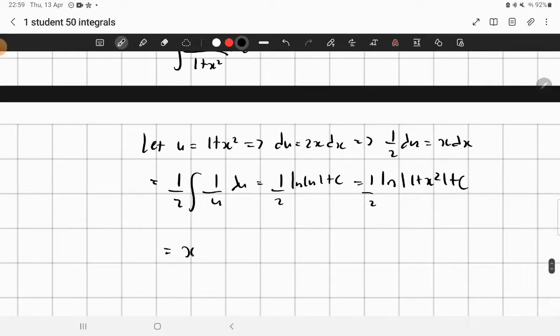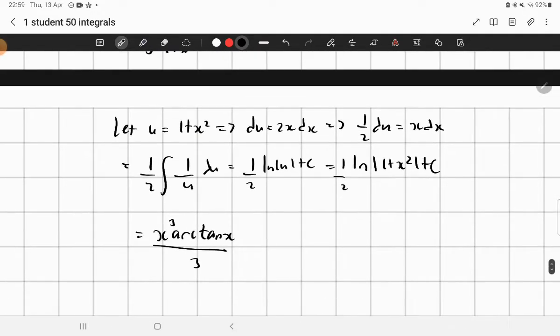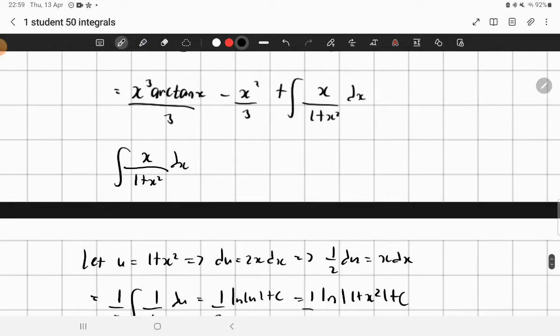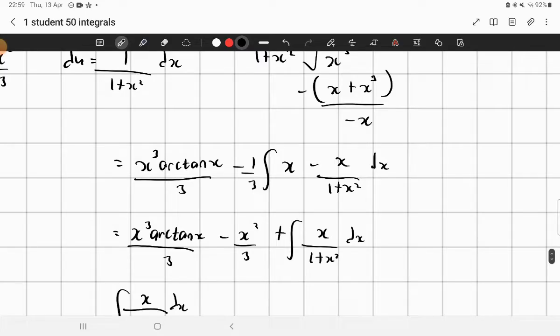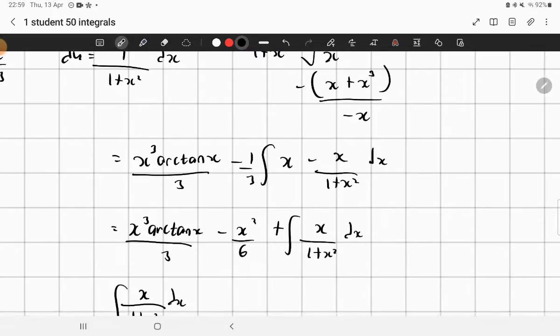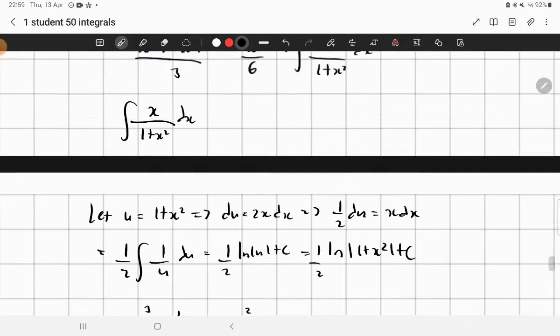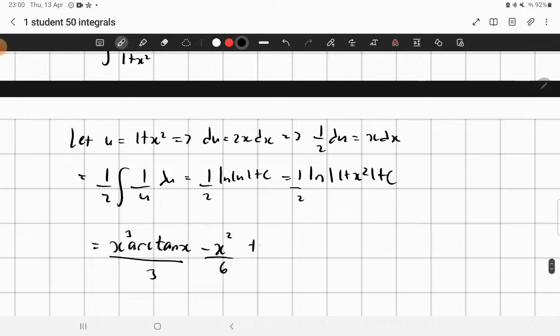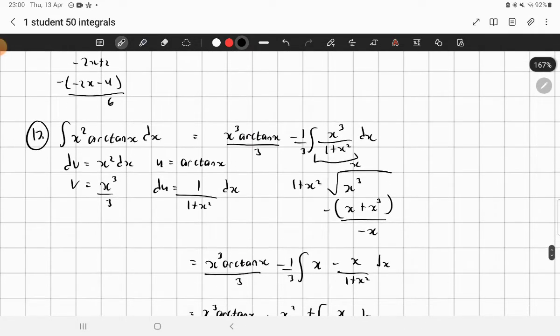So it'll be x to the power 3 arctangent of x over 3 minus x to the power of 3, is it? Oh yeah, oh no, sorry, to the power of 2. Wait, I forgot the 6. Plus x to the power of 2 over 6, and then plus 1 over 2 ln 1 plus x squared plus c. All right, there you go. Very nice.